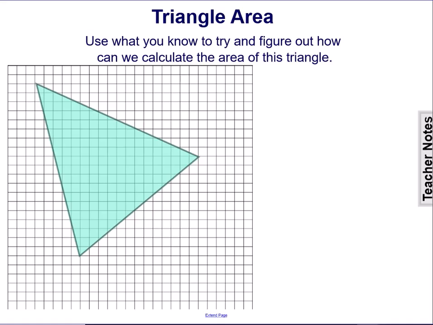Use what you know to try and figure out how can we calculate the area of this triangle. If I look at this triangle, I can't, based on this grid, count out how long the base is, how long the height is. So what I can do is I could actually create a rectangle around this triangle. So these are things we know. We know how to find the area of a rectangle, and now we have 3 smaller triangles around the larger triangle.